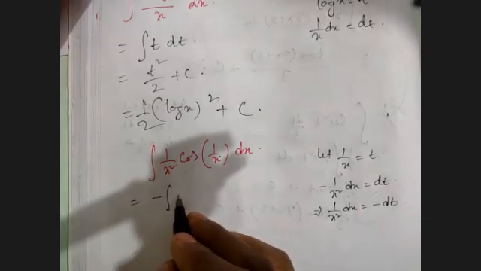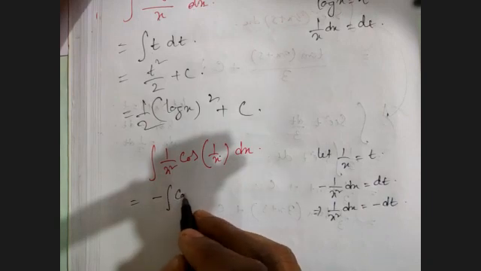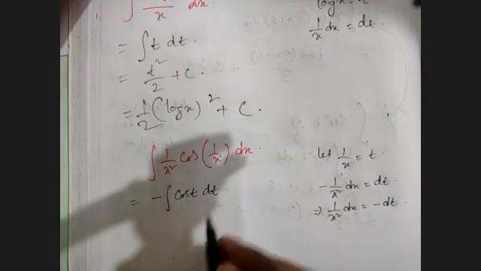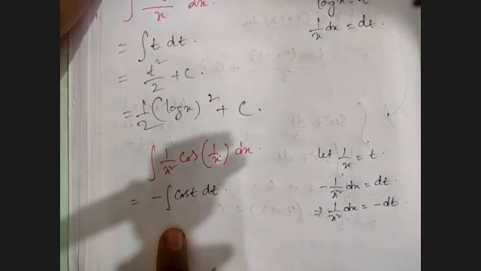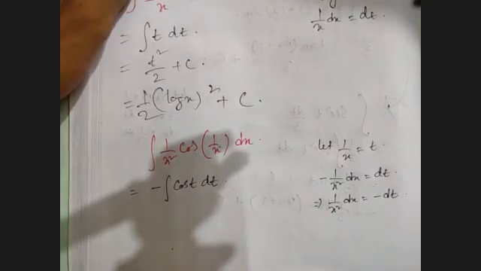Minus integration of cos t dt. Check whether you are getting this or not. Minus integration cos t dt. Are you getting it?